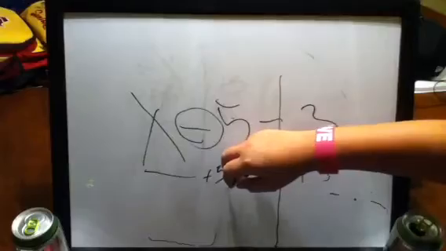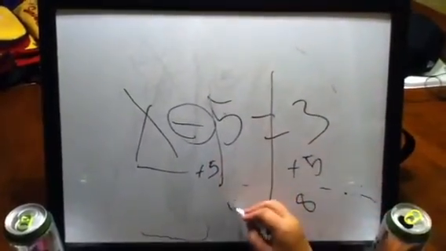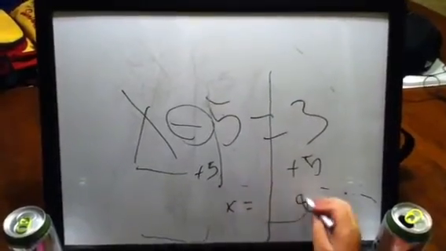Since this is negative 5 plus 5, that cancels out. This equals 8. So we're left with x equals 8. That's your answer.